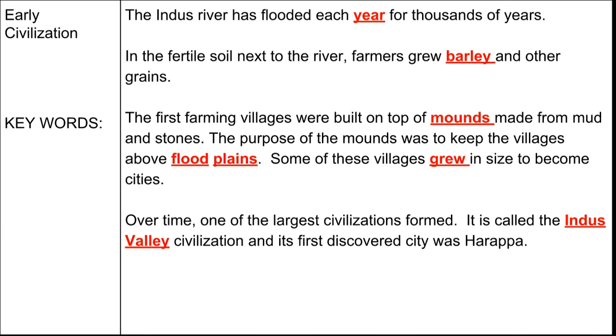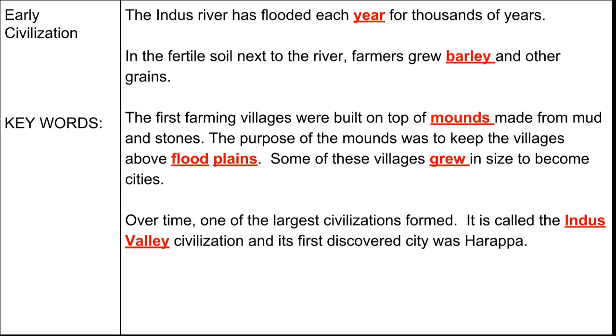The Indus River has flooded each year for thousands of years. In the fertile soil next to the river, farmers grew barley and other grains. The first farming villages were built on top of mounds made from mud and stones. The purpose of the mounds was to keep the villages above floodplains.